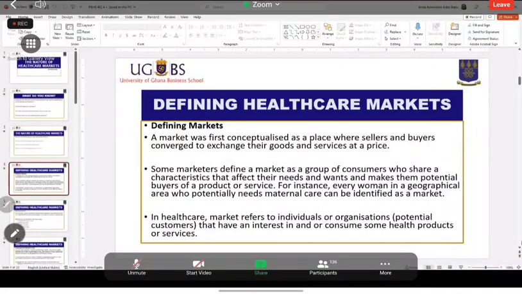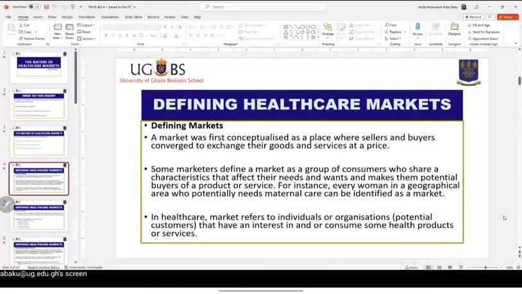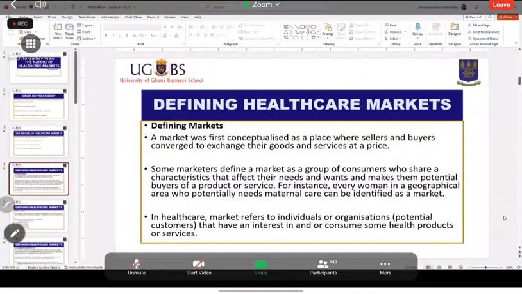Now, in healthcare, markets refer to individuals or organizations that have an interest in or consume some healthcare products or services. Is that okay? So when we talk about the market in healthcare, we are looking at individuals or organizations that have an interest in and or consume healthcare services or products. As for the individual aspect, you can understand, but the organizations, let me explain that further. Sometimes big organizations would use the provision of healthcare services as a condition of service for their employees. So in this case, they become interested in and they may pay for healthcare services for their employees. Is that okay? So that is where we look at it at the organizational level.